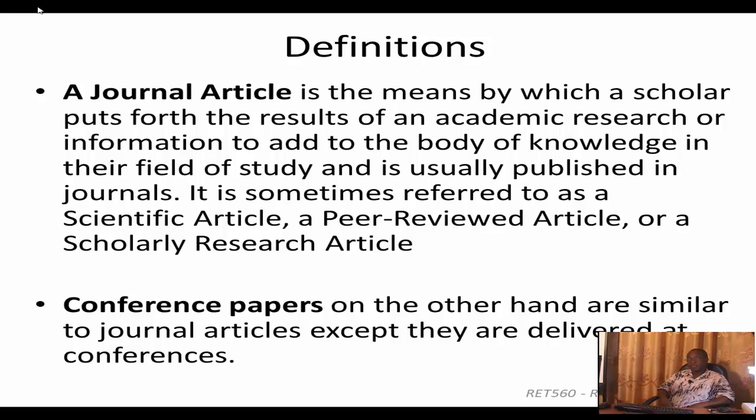So a journal article is a means by which a scholar puts forth the results of academic research or information to add to the body of knowledge in their field of study. And this is usually published in journals. It is sometimes referred to as a scientific article, or a peer-reviewed article, or just a scholarly research article. There are many names for that. But that's the way in which you communicate to a broader academic audience.